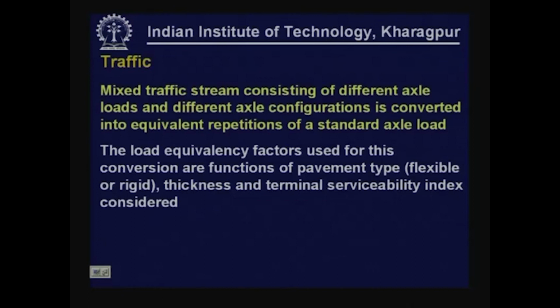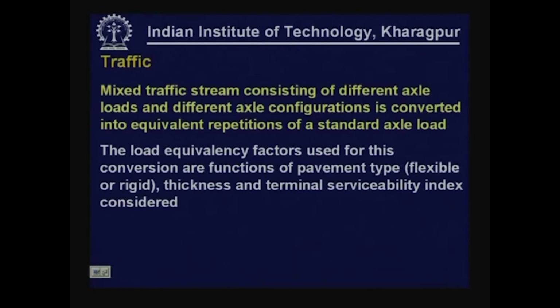Mixed traffic stream consisting of different axles, axle loads and different axle configurations is converted into equivalent repetitions of a standard axle load, because traffic is considered in terms of repetitions of standard axle loads, standard axle load being 18,000 pounds, 18 kip or 80 kilonewton load. The load equivalency factors used for this conversion are not constant, but are functions of pavement type, depending upon whether it is a flexible pavement or rigid pavement, thickness of the pavement or the structural number of the pavement, and the terminal serviceability index considered.